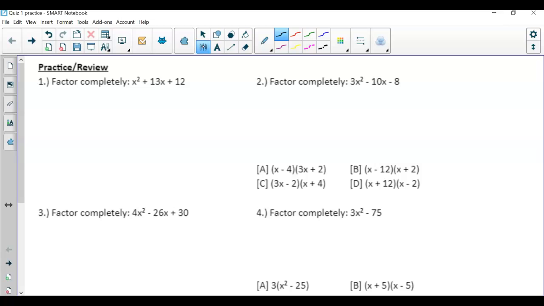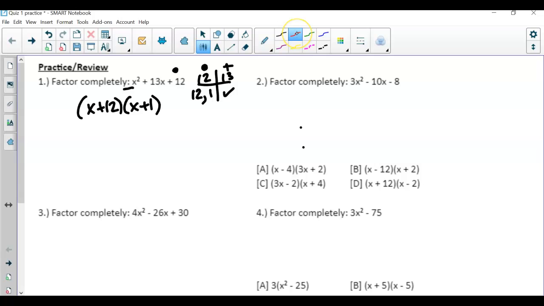So we're looking for here, notice how A is equal to 1, so we don't need to worry about looking for our GCF. So when we set up our table, what numbers multiply to get us 12, that last value here, our C, and add to get us 13? Well, thinking about those factors, they are 12 and 1. 12 times 1 is 12, plus 1 is 13. So when we factor this, we have x plus 12 times x plus 1.